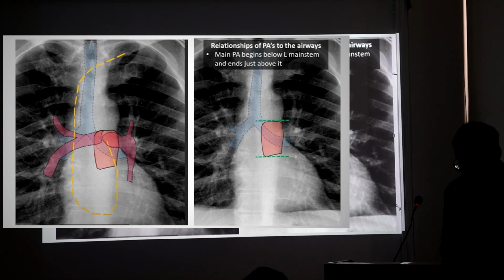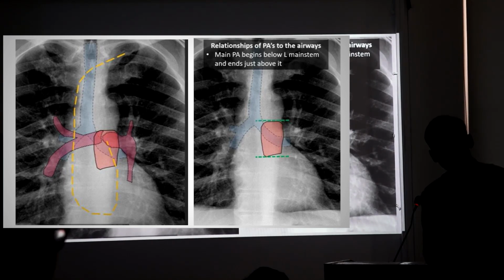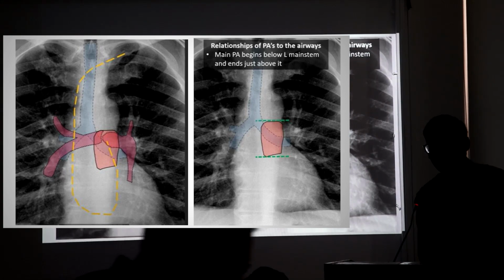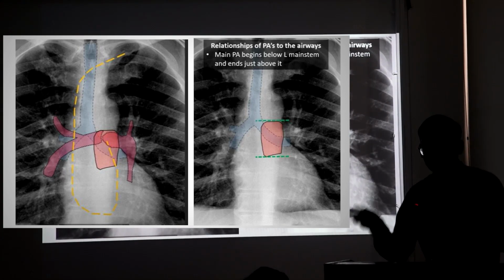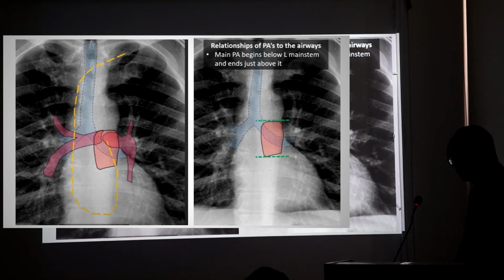Okay, so coming to the Swan-Ganz catheter. The introduction is done the same way the central line is done, and it goes first into the SVC, then the right atrium, right ventricle, then the main pulmonary artery, and either the right or left pulmonary artery. There the pulmonary capillary wedge pressure is measured. So this is how it is traced.